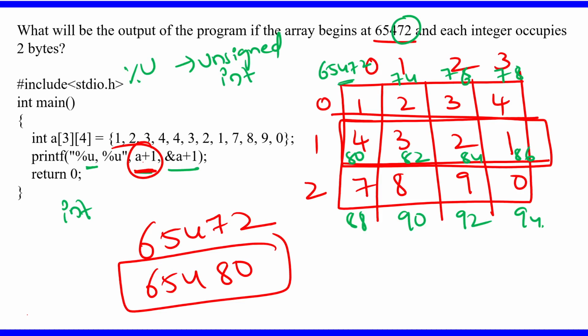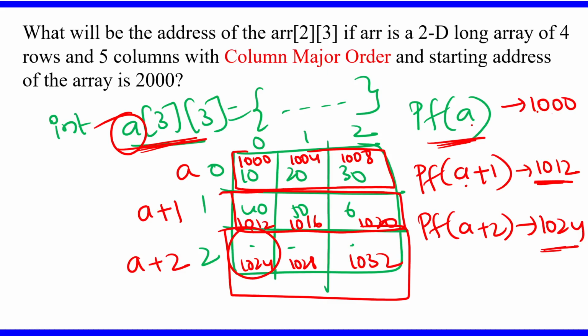Okay, the answer is 65480 because 80 is the starting address of the second record. Okay, now what is ampersand a plus 1? What is ampersand a plus 1? Let me discuss this in this slide.